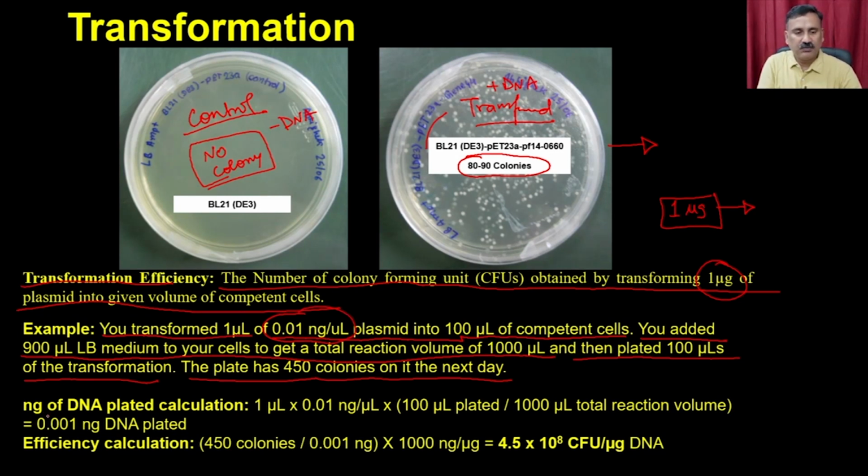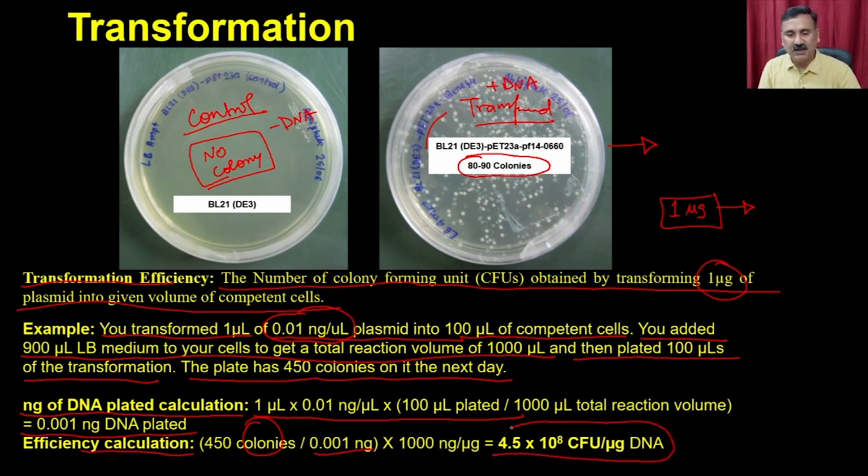So what you are going to do is first calculate the amount of DNA you have used. If you calculate this, you will know that you have plated 0.0001 nanogram of DNA. Now, if you want to calculate the efficiency, it is 450 colonies from 0.005 nanograms into 1000, because this is the dilution you have done, and that will tell you that you have a transformation efficiency of 4.5 into 10 to the power 8.